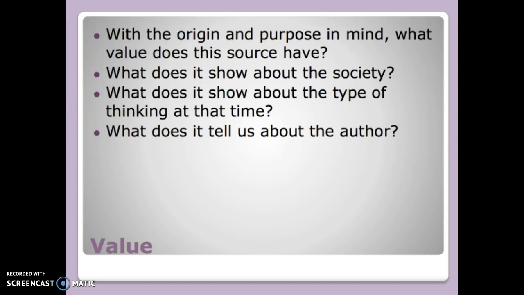So come back to origin, purpose and content, and come back to how this adds value for you as a historian in investigating the civil rights movement and Brown versus Board. Press pause now and have a go at writing a couple of sentences about the value that are linked to origin, purpose and content.